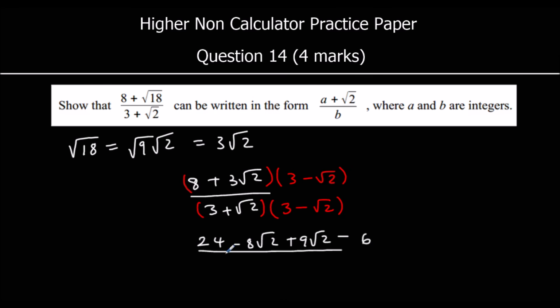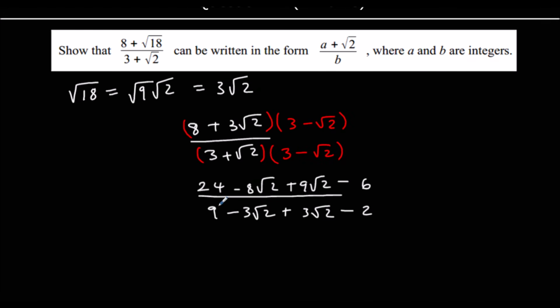In the bottom, 3 3s are 9. 3 times negative root 2 is minus 3 root 2. 3 root 2s are 3 root 2. Positive times a negative is negative. And root 2 squared is 2. So we have 18 plus square root 2 on top and 7 on the bottom. So that is our answer.